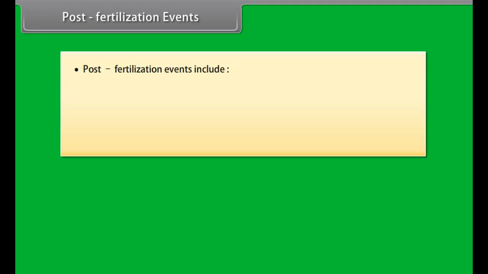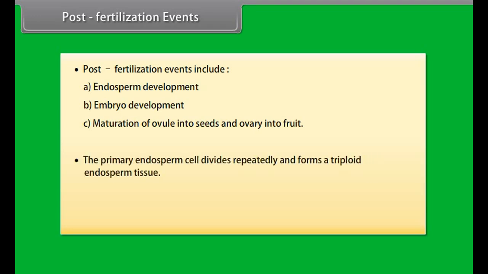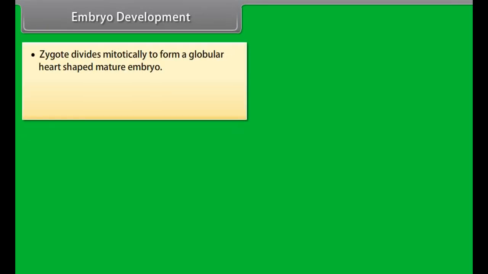Post-fertilization events include A. Endosperm development, B. Embryo development, C. Maturation of ovule into seeds and ovary into fruit. The primary endosperm cell divides repeatedly and forms a triploid endosperm tissue. The cells of this tissue are filled with reserve food materials and are used for the nutrition of the developing embryo. Embryo development. Zygote divides mitotically to form a globular, heart-shaped, mature embryo.